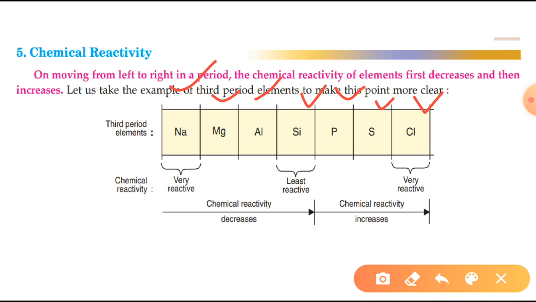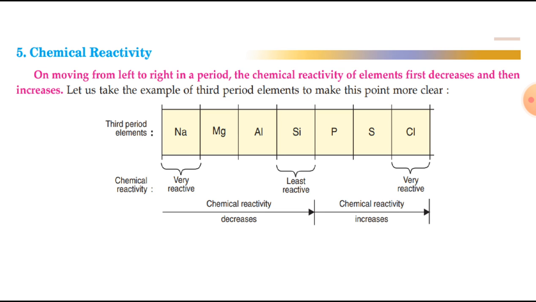So what's the order? Firstly, chemical reactivity decreases because we are having a highly reactive metal at first, then we are going till metalloid. That's why chemical reactivity is decreasing. Later on, after the metalloid, you are seeing non-metals, and slowly their chemical reactivity is increasing. So this is the order. Let's discuss the next one.